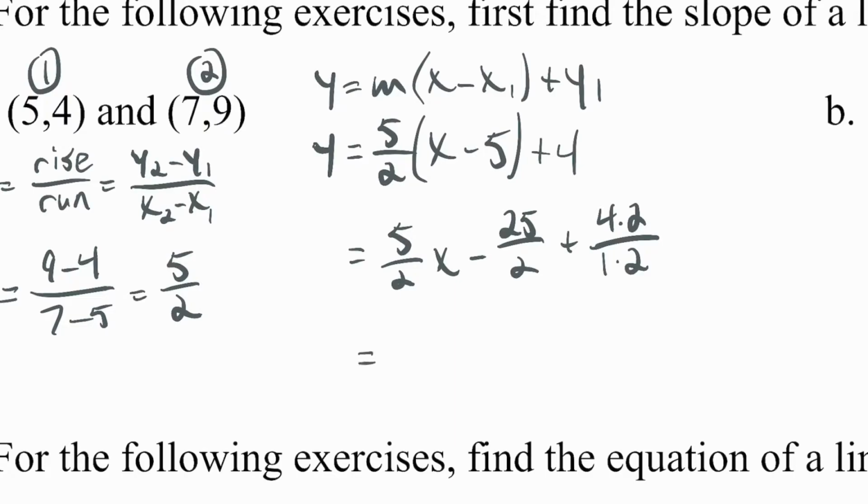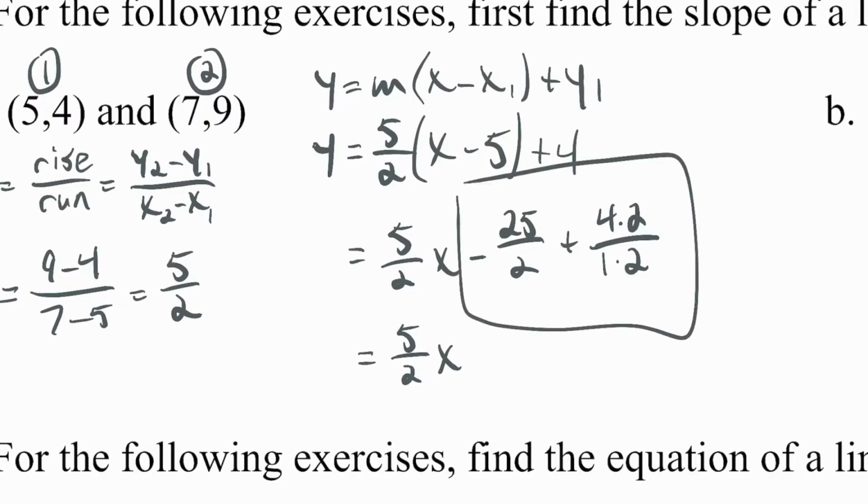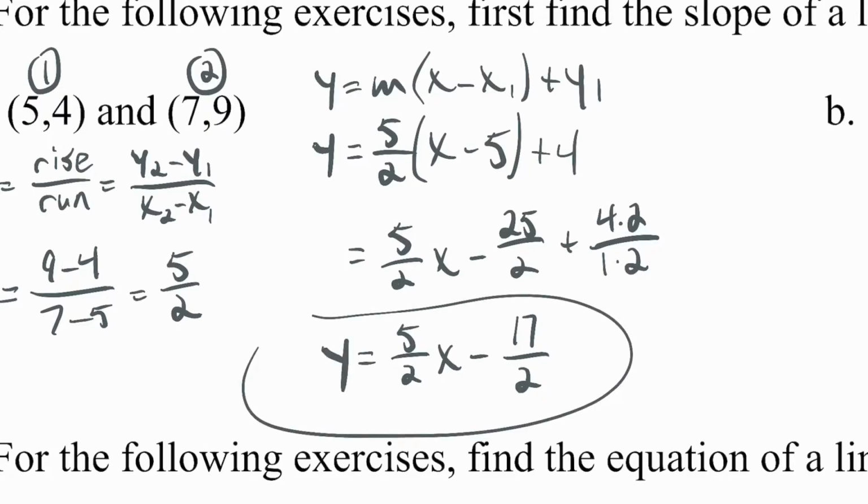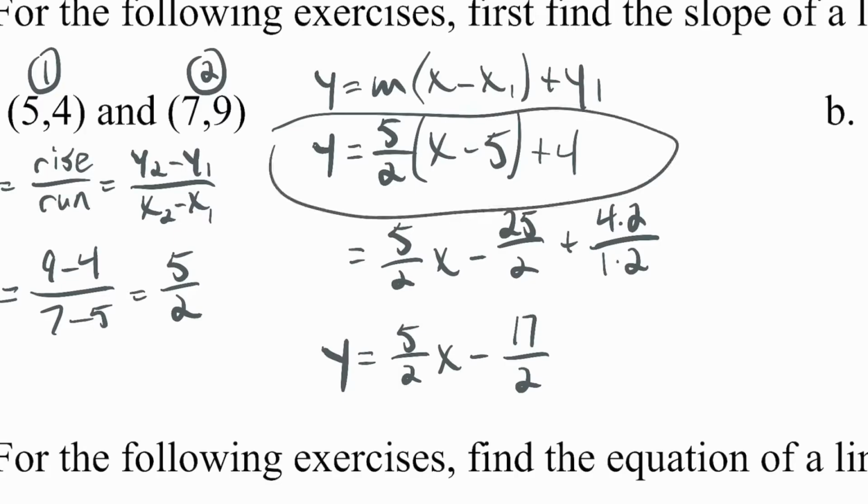So then I'll have 5 over 2 x. I want to add these together. I have negative 25 plus 8, so I get negative 17, minus 17 over 2. So this one is called the slope-intercept form. So this one's fine. If the problem doesn't tell you which format to use, then that's okay.